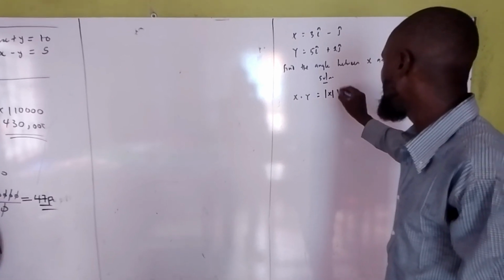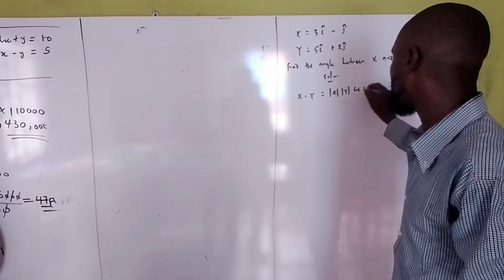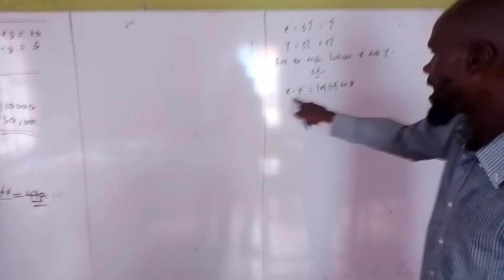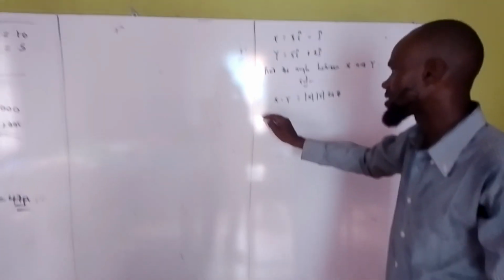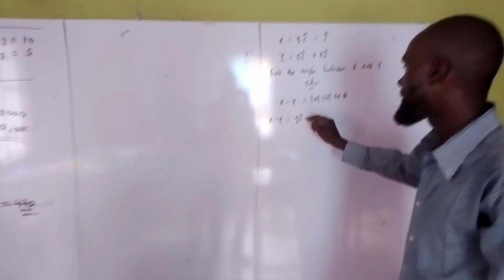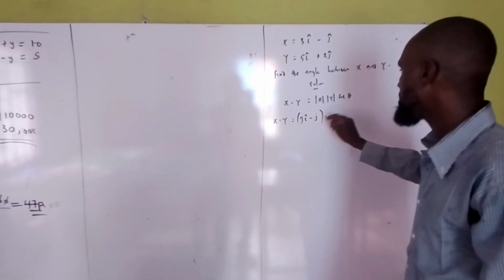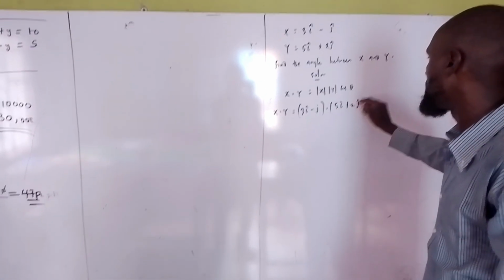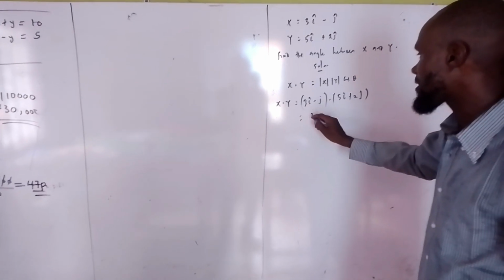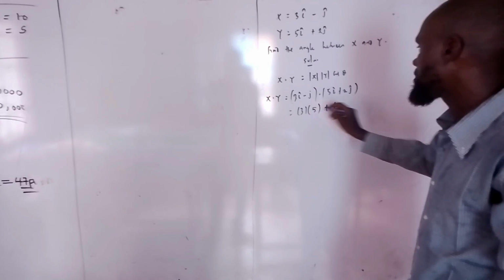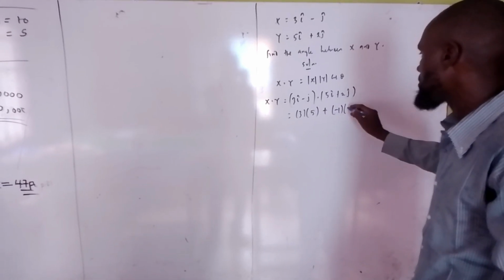In this case, by definition of scalar product, x dot y is the magnitude of x times the magnitude of y times cos theta, meaning that I need x dot y. So from here, I will find my x dot y first. My x is 3i minus j, dotted with my y, which is 5i plus 2j. From here, the coefficient of i, 3, multiplies the coefficient of i here, 5, plus the coefficient of j, minus 1, multiplies the coefficient of j here, 2.